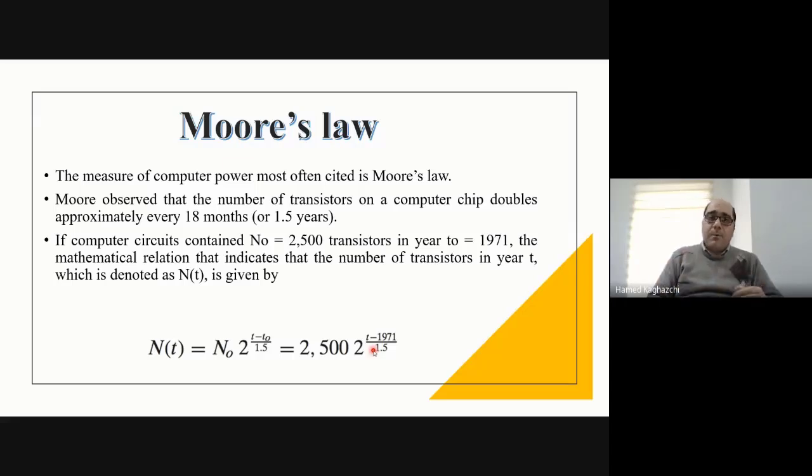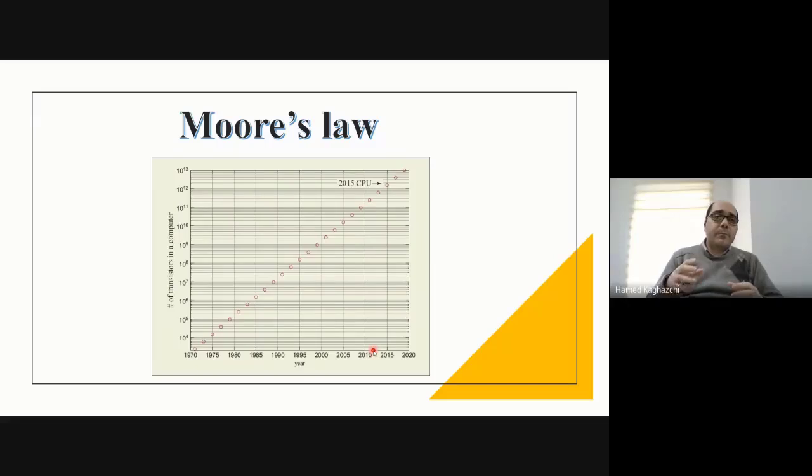So all of the most important companies which are related to computers and producing microprocessors obey this law. This law represents, for example, in 2020, how many transistors we need to have in a microprocessor.